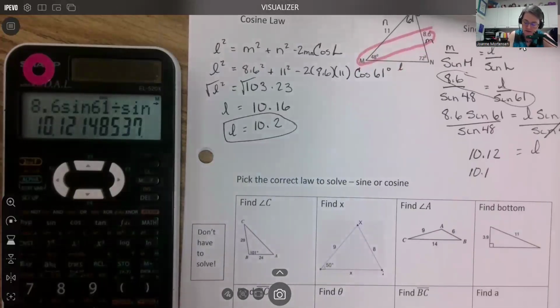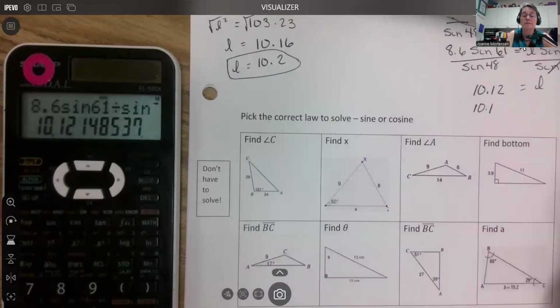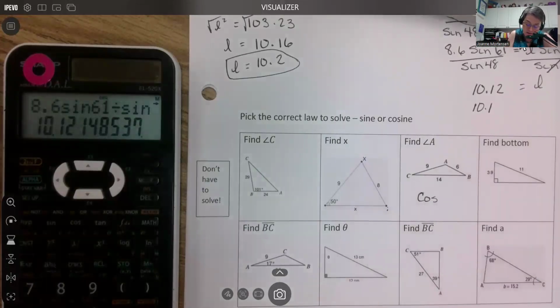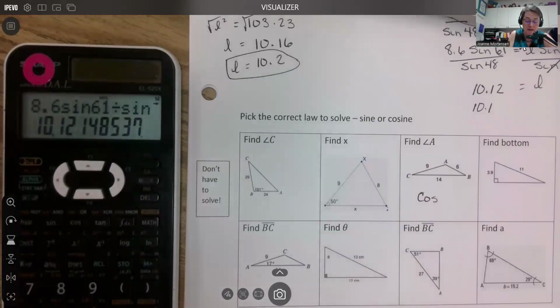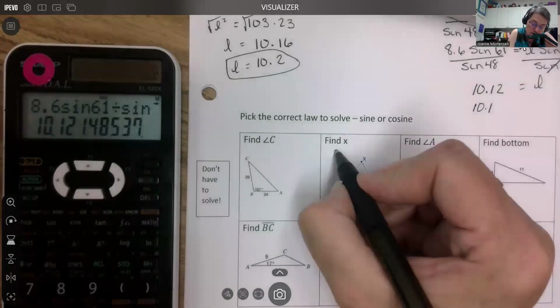All right. Sine or cosine law? Pick the one. We don't have to solve anything. So here's the scoop. I'm going to start with what I know. The one thing I know that cosine is perfect for is when you have three sides, right? Like there. That was the only one that had three sides. Sine is great when you have matchy matchy. So there's a nice match. Sine law.